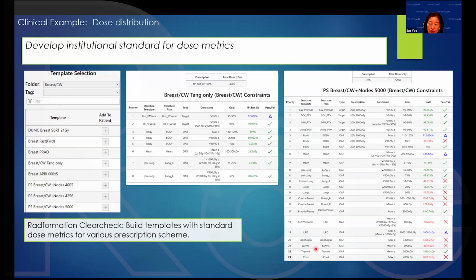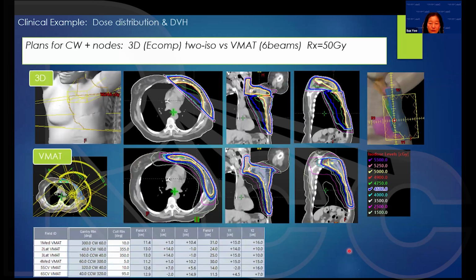This is another software, RadFormation ClearCheck. You can actually generate some of the constraints there, and dosimetrists can quickly check it. And important things are on the top. Other things, sometimes physicians don't even contour, like larynx, thyroid, or esophagus gets violated, but you can double check to make sure the hotspot doesn't appear there. And we'll go through some of the isodose distribution comparison.